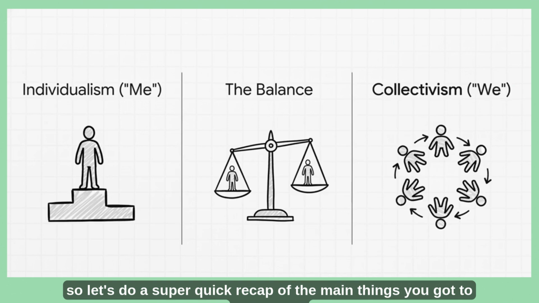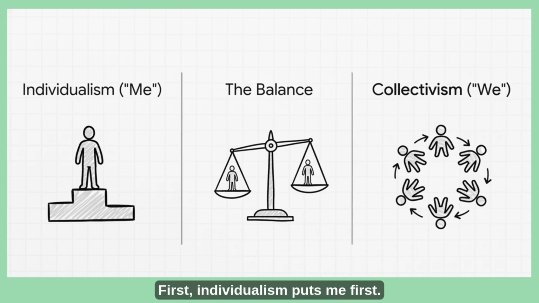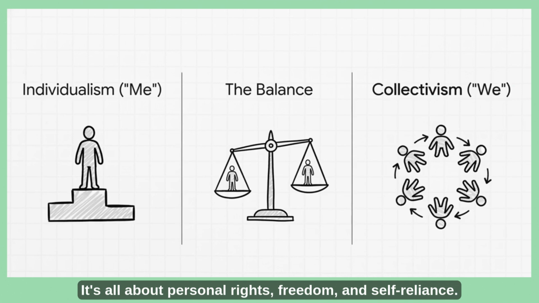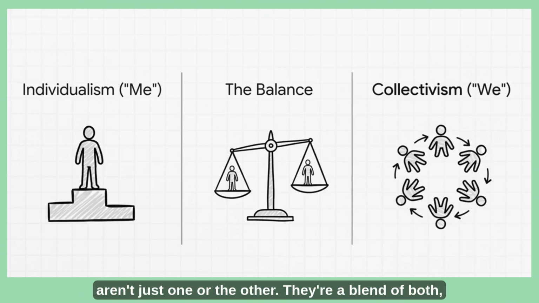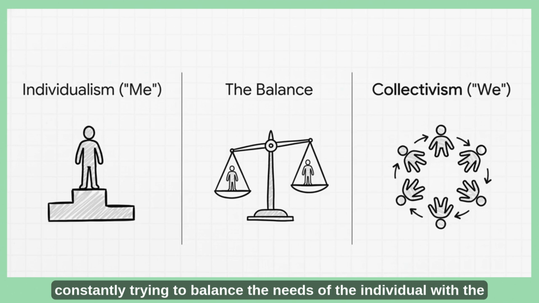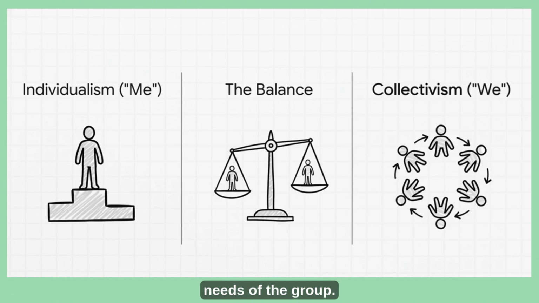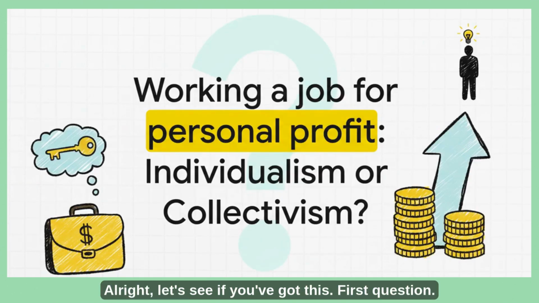Okay, so let's do a super quick recap of the main things you gotta remember. First, individualism puts me first. It's all about personal rights, freedom, and self-reliance. Second, collectivism puts we first, focusing on group goals, cooperation, and shared responsibility. And maybe the biggest takeaway of all, most societies we live in today, like ours, aren't just one or the other. They're a blend of both, constantly trying to balance the needs of the individual with the needs of the group.